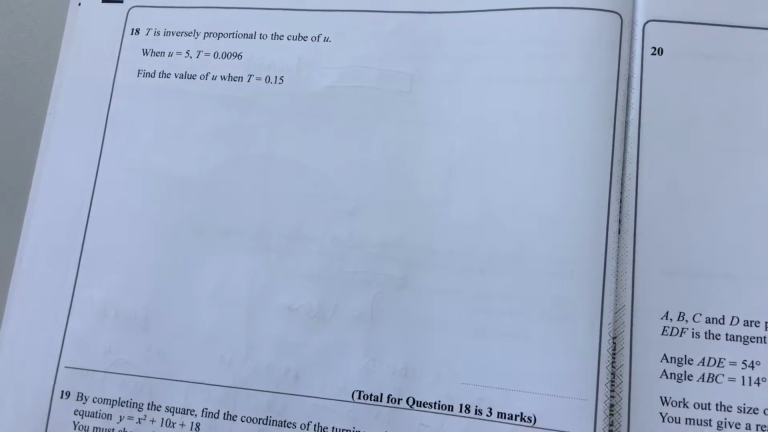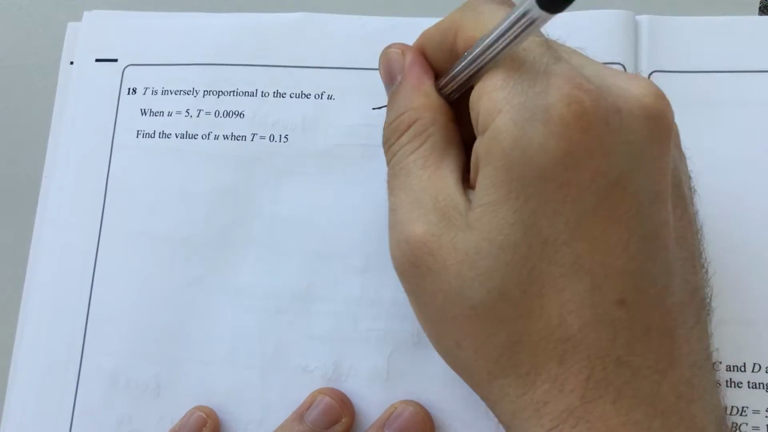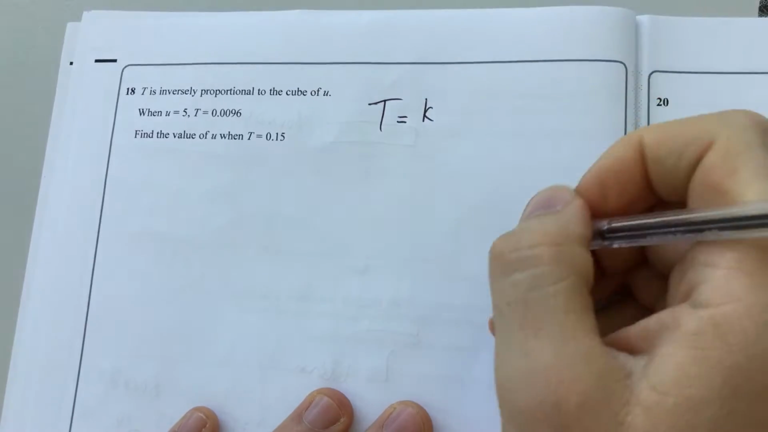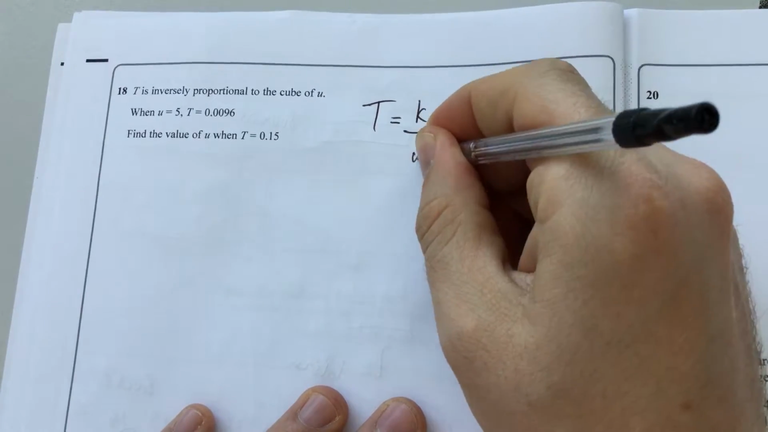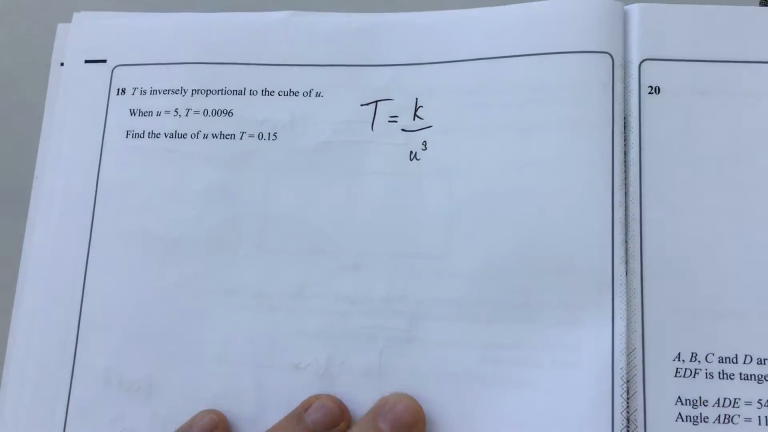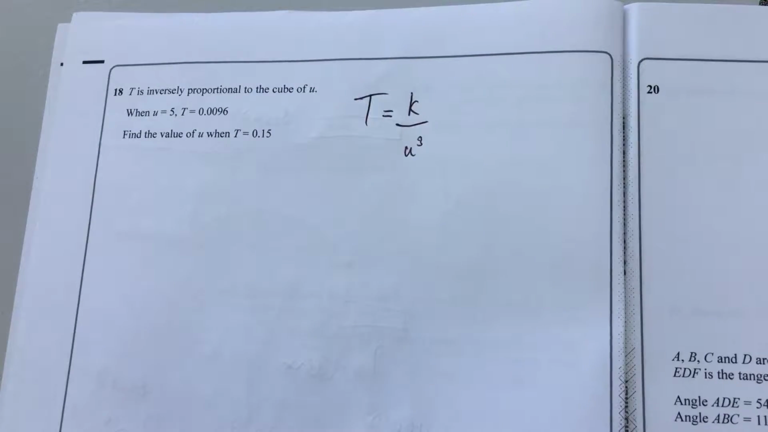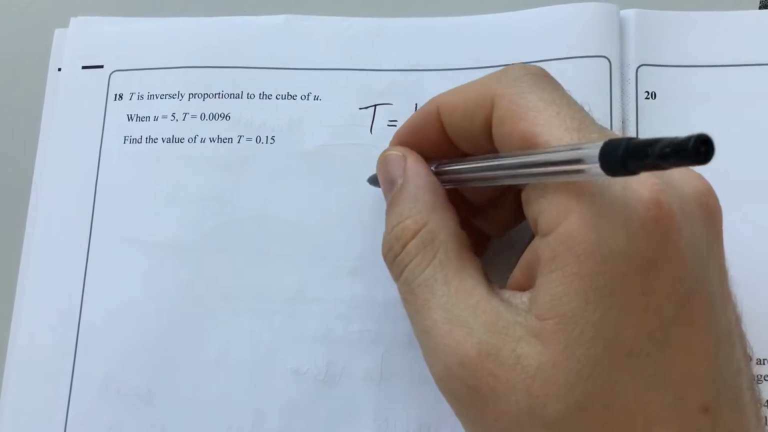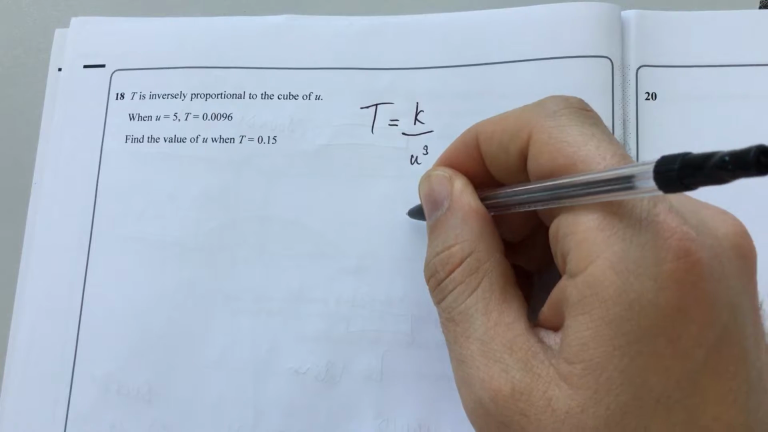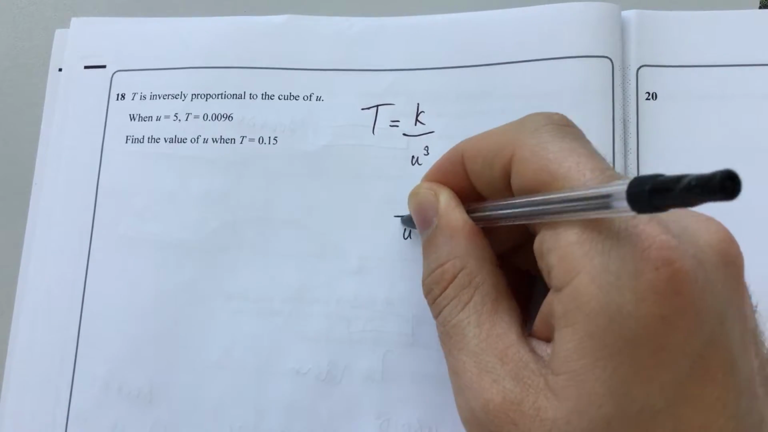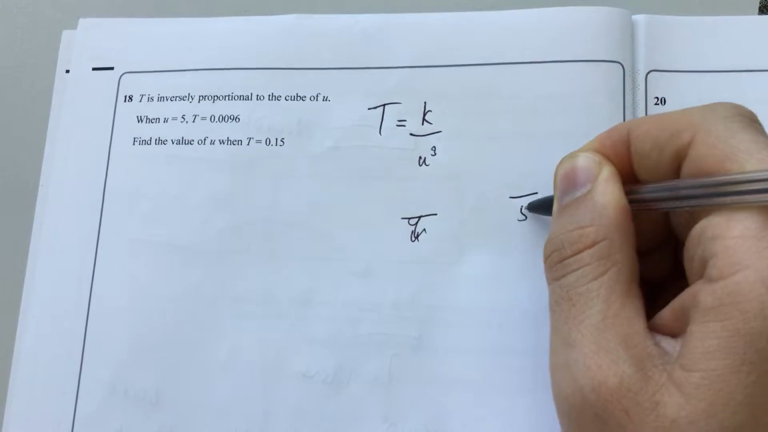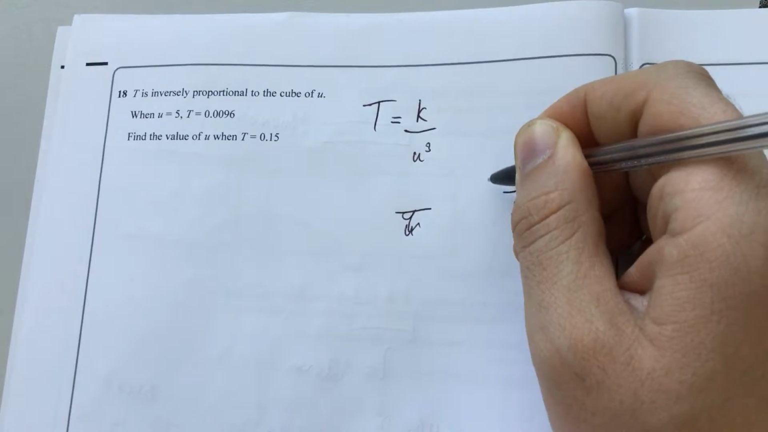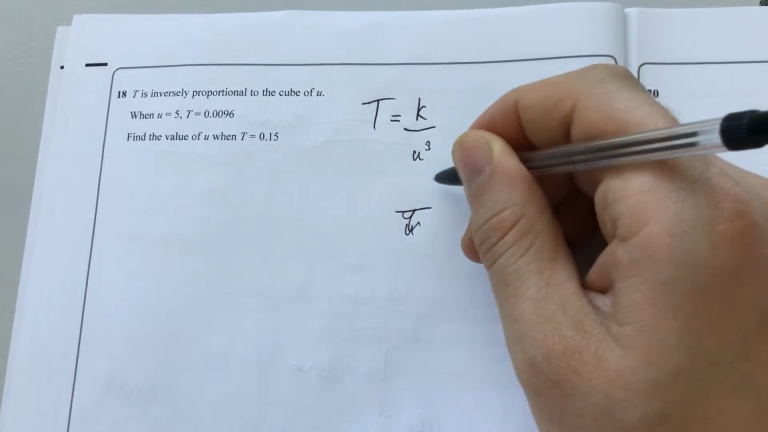Right, question 18. T is inversely proportional to the cube of u. Done. Inverse means you have the fraction to start off with. Okay. When u is 5, and t is 0.15.